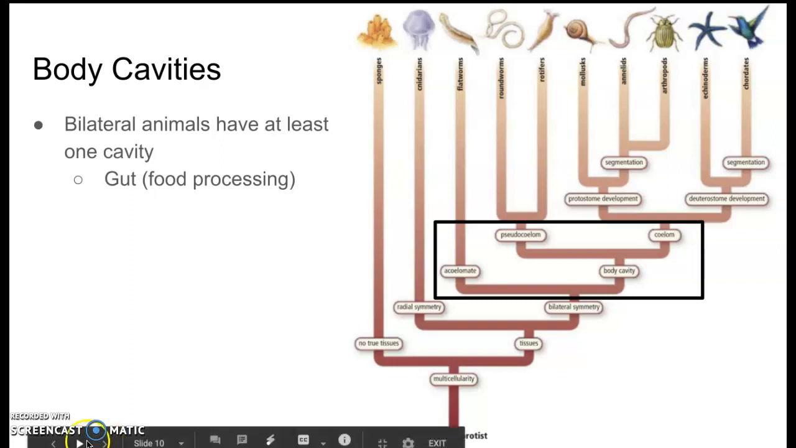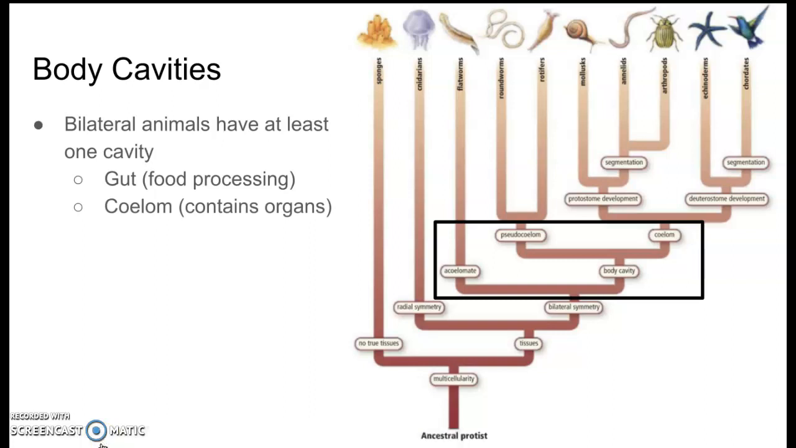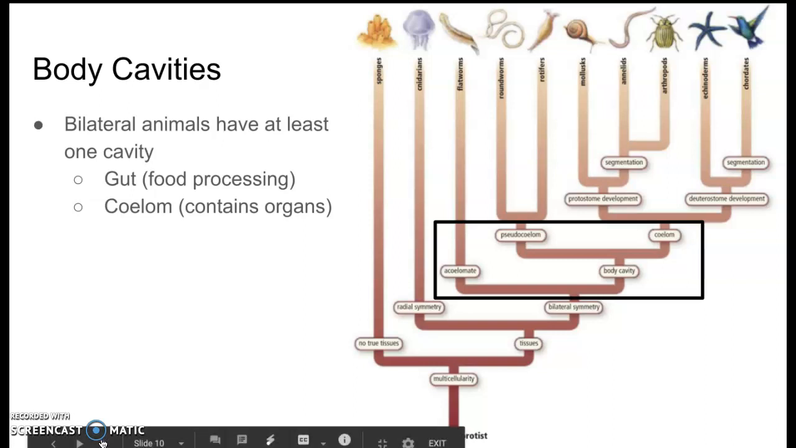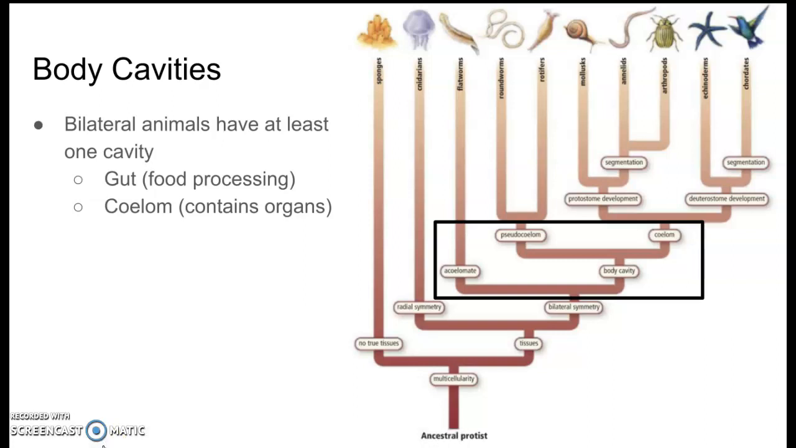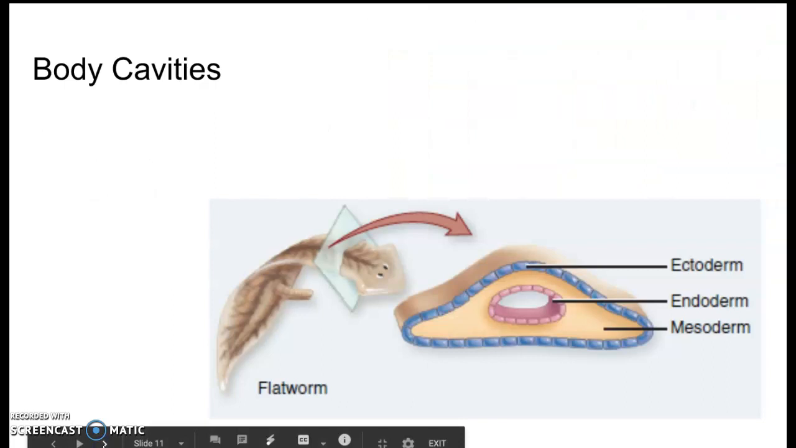A body cavity means that you have a gut that you can process the food in. And the number of guts that you have may vary. You may have one, you may have two. It also means that you have a coelom. A coelom is the space where you will be able to grow an organ. And so we're going to go into this here.